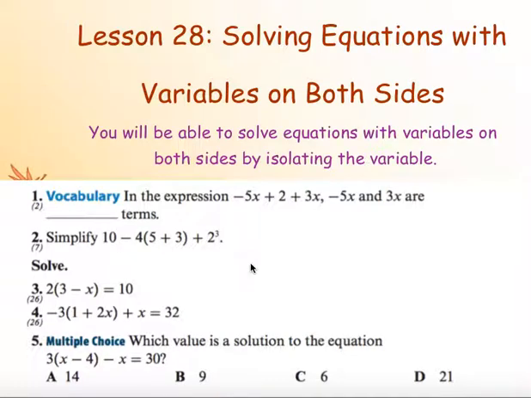Algebra 1, Lesson 28 and 29. First, we'll be looking at solving equations with variables on both sides of the equation, and then we'll be solving literal equations, which means that we have more than one variable, and we'll be able to solve for just one of those variables by isolating it.